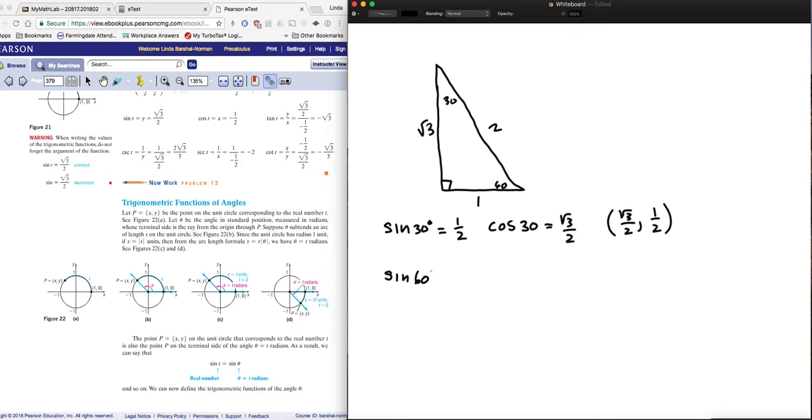How about 60 degrees? Sine of 60 degrees. Here's 60, so sine is opposite over hypotenuse, so that would be rad 3 over 2. And cosine of 60 degrees would be adjacent over hypotenuse, which is 1/2. So as a point on the unit circle, this would be 1/2, comma, rad 3 over 2. Notice there is definitely a relationship between these two because they both come off the same triangle.